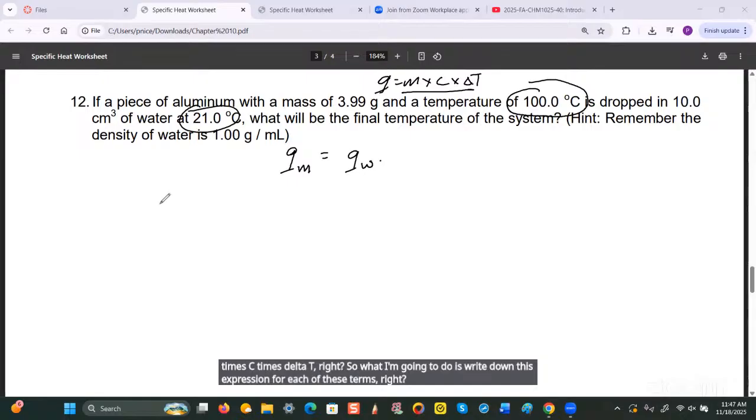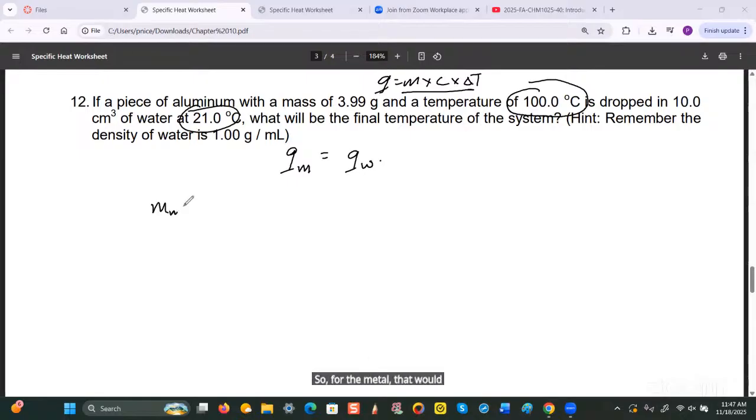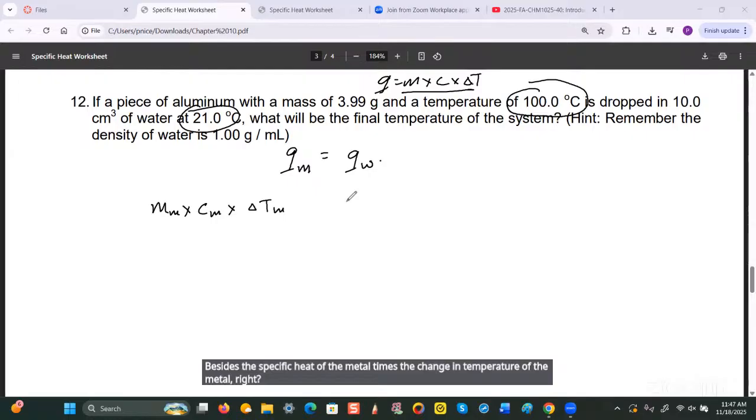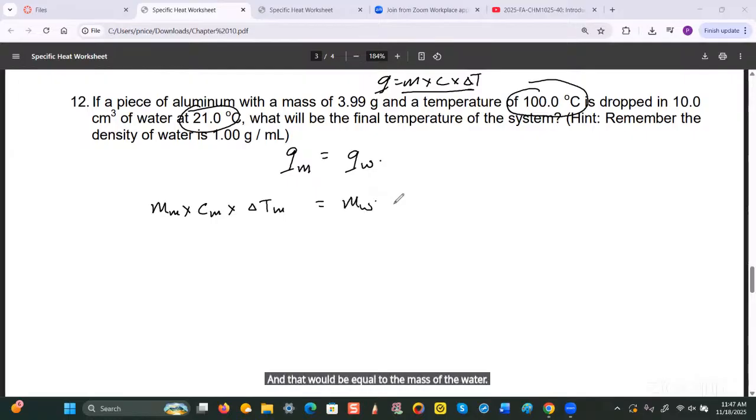So for the metal, that would be the mass of the metal times the specific heat of the metal times the change in temperature of the metal, right? And that would be equal to the mass of the water times the specific heat of the water times the change in temperature of the water, all right?